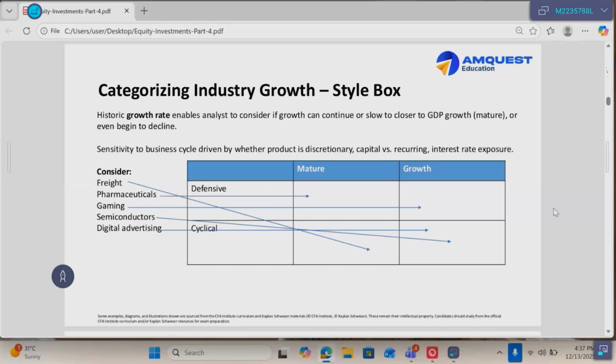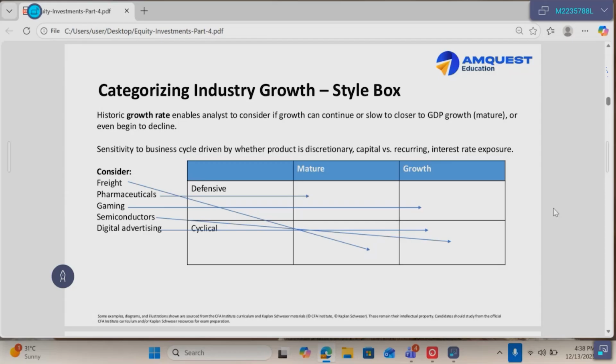So let's take the example यहाँ पे. Consider freight. Freight or logistics in a particular country is coming under cyclical and mature. So that means it's relatively very stable, but it is subject to the economic cycles as well. Then pharmaceutical is defensive because कुछ भी हो जाए तुम्हें pharmaceutical के products खरीदने ही पड़ते हैं. Whether you have a lot of money or you don't have a lot of money, medicines are basic requirements. So any basic requirement comes under defensive and it is matured.